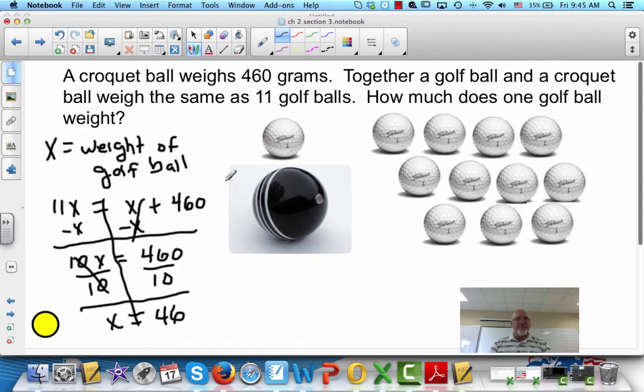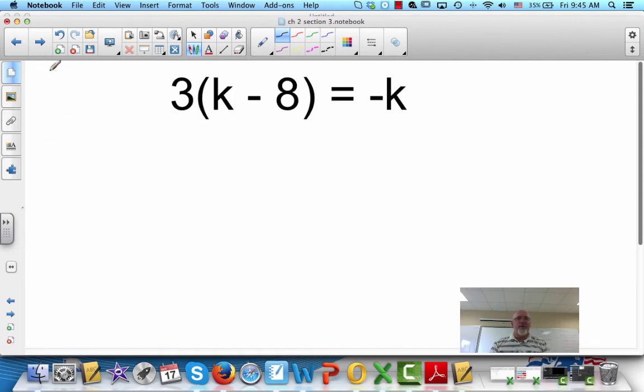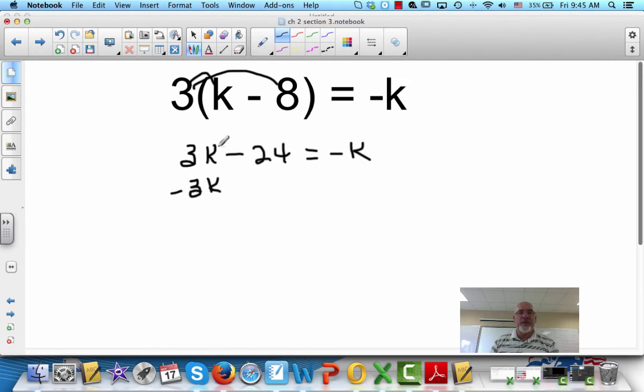Did you get that? All right, a little bit different now. We've got the distributive property. It's the same concept. You're going to go 3 times k, which gives you 3k, and 3 times negative 8, which gives you negative 24, is equal to negative k. We want the k's to be on the same side. So this time the wise thing to do is to move the 3k, because you get rid of it on this side and you'll just have numbers, and you move it over here and you have just variables on this side.